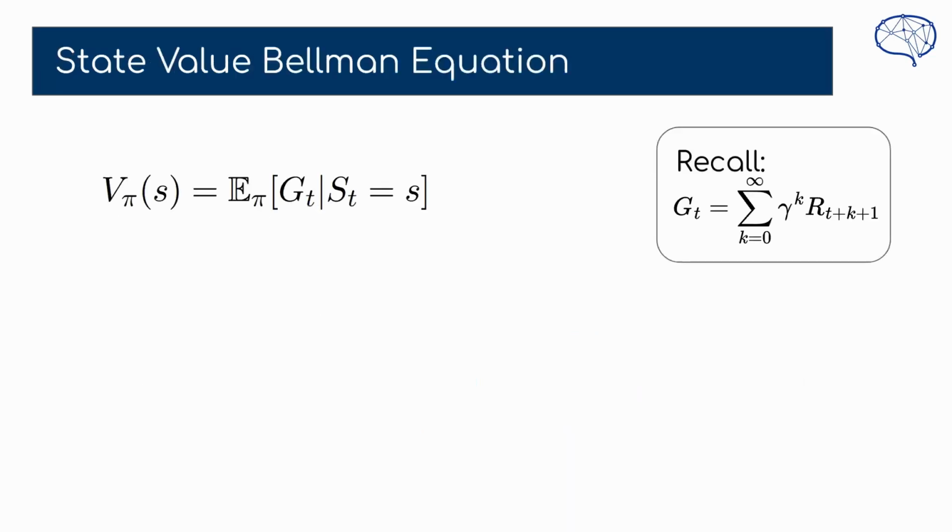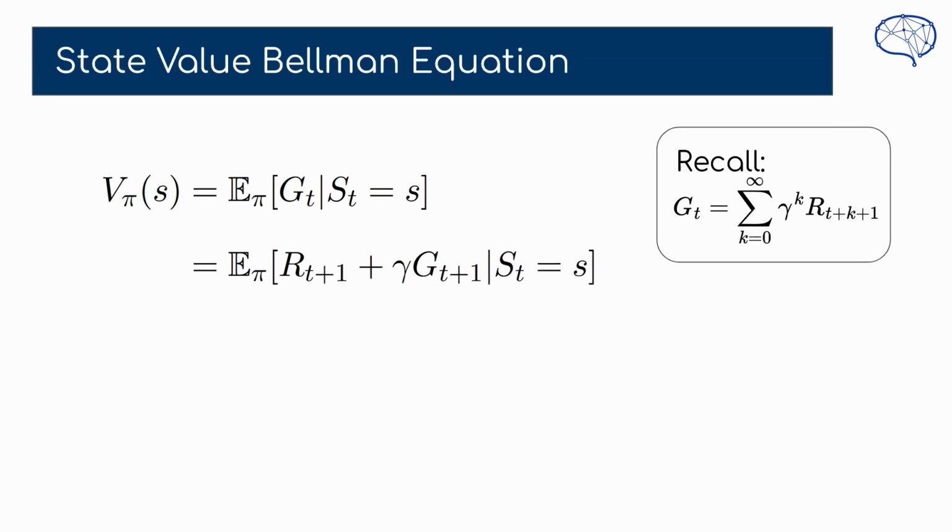So we're going to go into the Bellman equations for the state value function. If you recall, we first have our value function, which is just your expected return starting in state S, assuming you're following a specific policy pi. And you can expand this. This is where your recursion comes in.